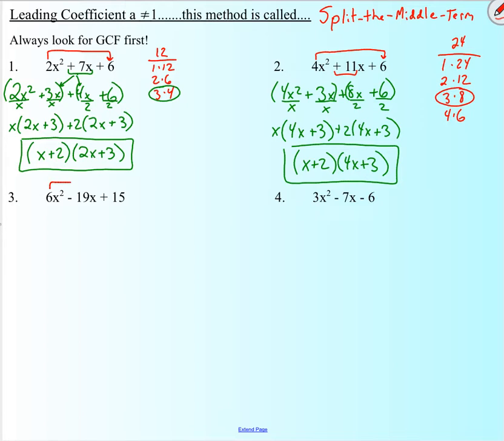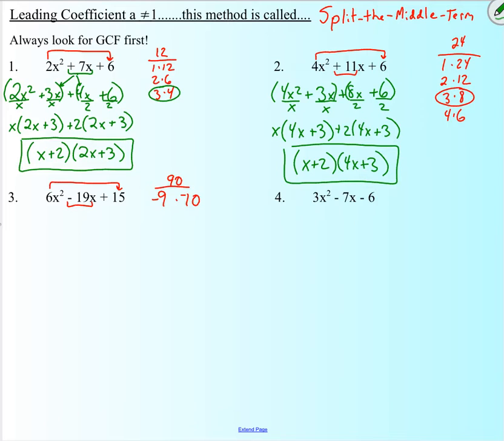Same process though, 6 times 15. That's 90. So now, with 90, I notice I've got a 19 in the middle. Pretty easy to find. You're probably going to want 9 times 10 there. Now notice it's a negative 19 in the middle. Think back to when we did sum product. You can multiply two numbers together to get a positive number by doing positive times positive, but you can also multiply two negatives together to get a positive. So negative 9 times negative 10 multiplies to positive 90, and also adds up to a negative 19.